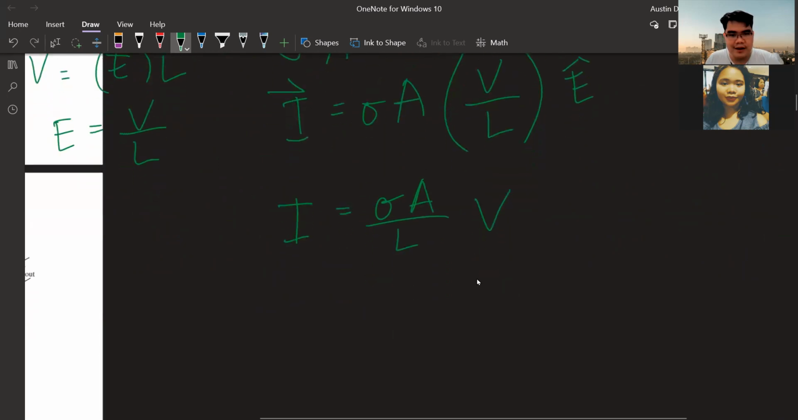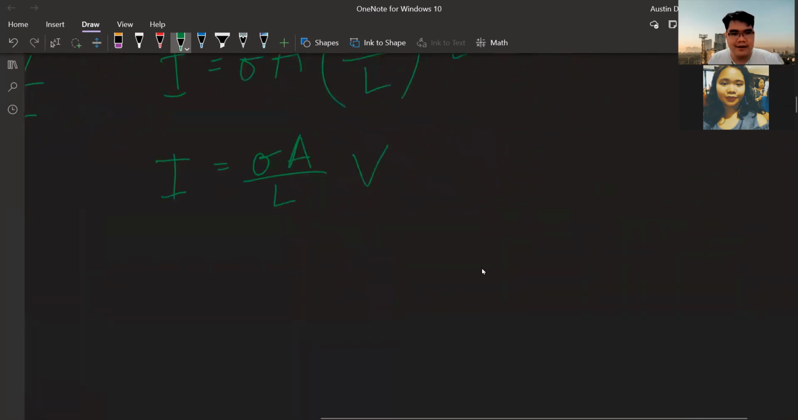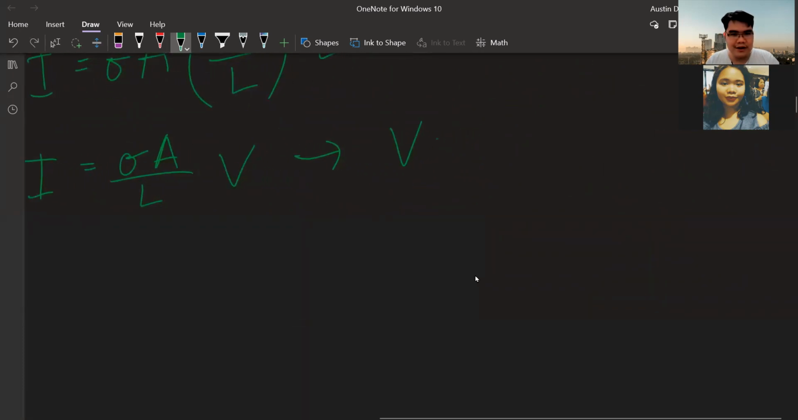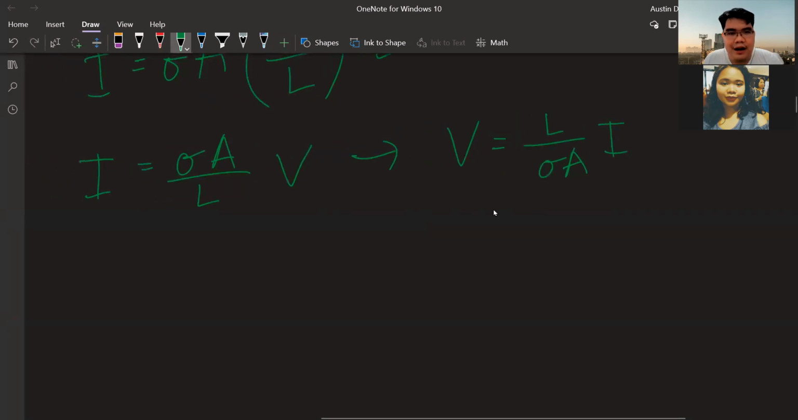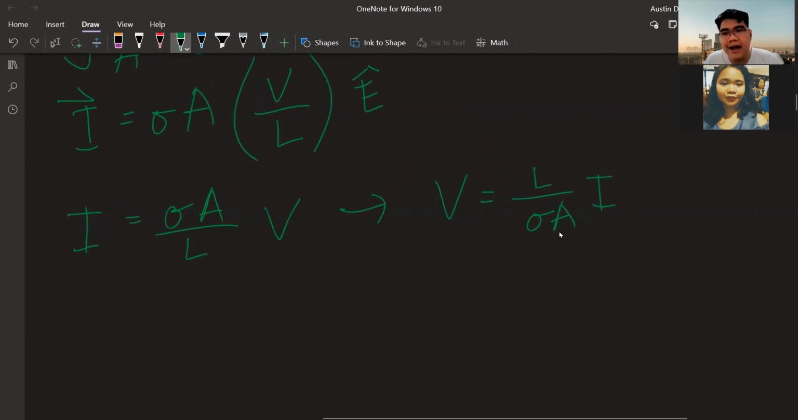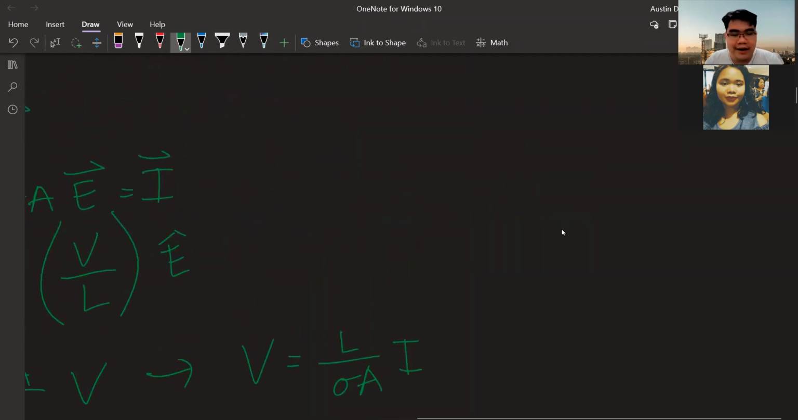Okay, di ba ganyan? And if we are going to rewrite this nicely, V, iwanan natin si V sa isang side. So, L over sigma A I. Okay. Now, yung sigma, yung conductivity, usually hindi yan ginagamit. Ang ginagamit for calculations would be resistivity. So, resistivity, rho, confusing, di ba? Kasi rho is your volume charge density. Okay, it's just 1 over sigma.